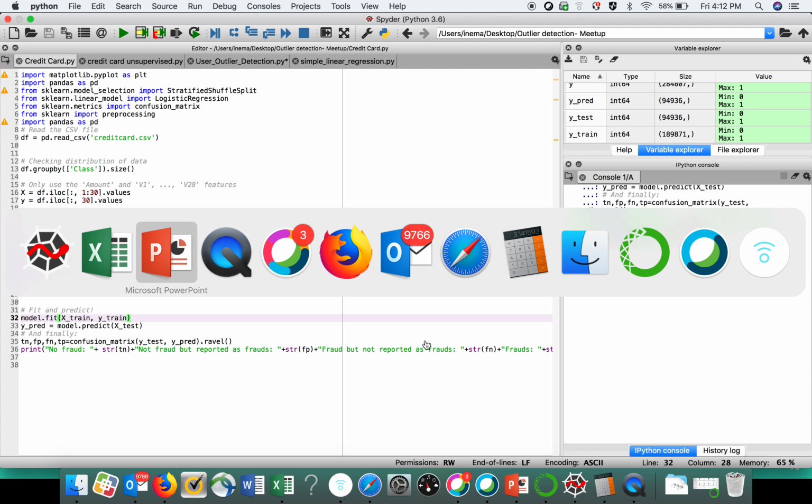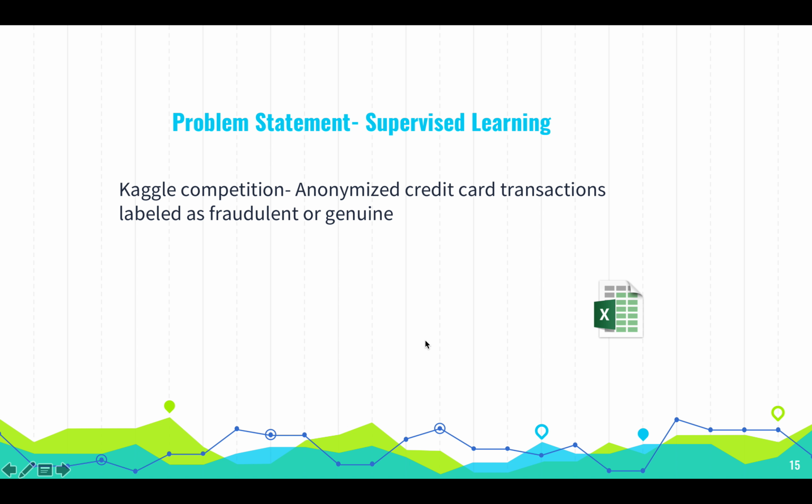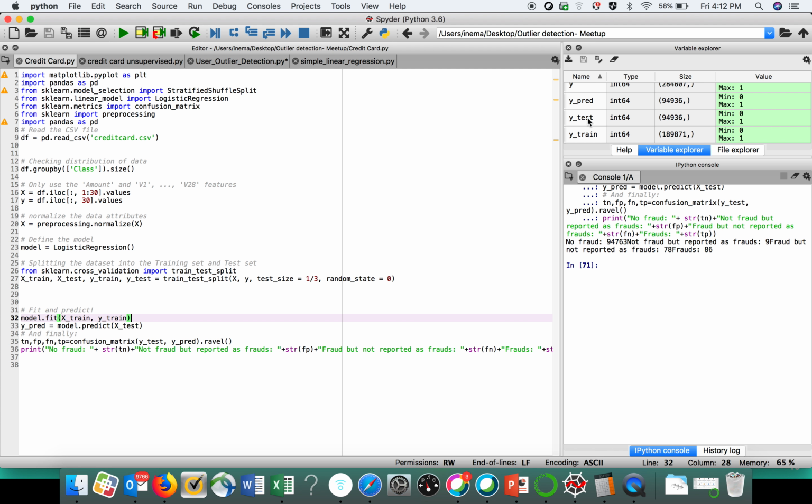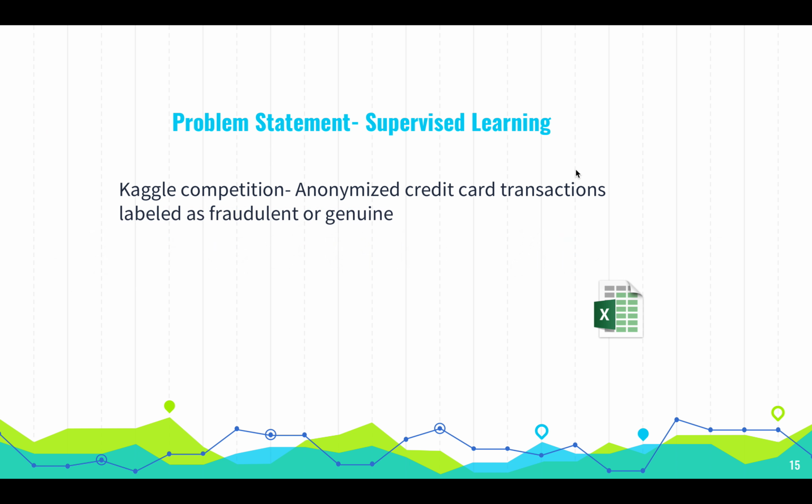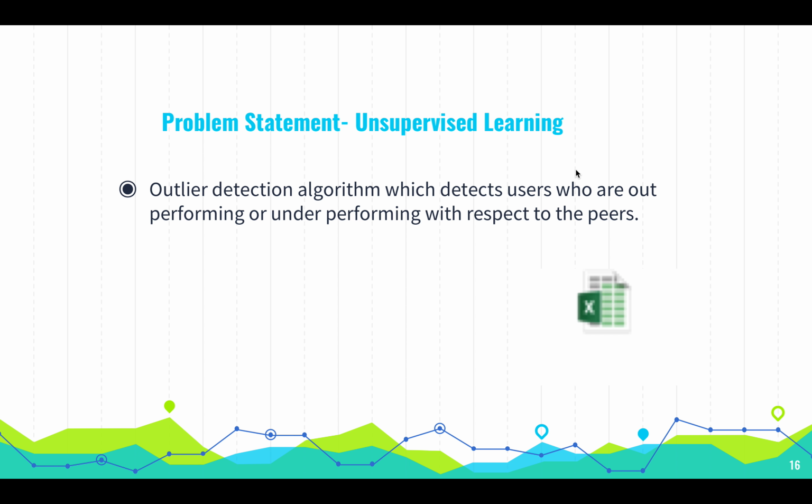Okay, so now going back to my presentation. This was one example of supervised learning. Why supervised? Because we have this Y present here, and we know the clear distinction between fraudulent and non-fraudulent transactions. Next is the problem statement. This is an unsupervised learning case wherein we have an outlier detection algorithm which detects users who are outperforming or underperforming with respect to their peers.